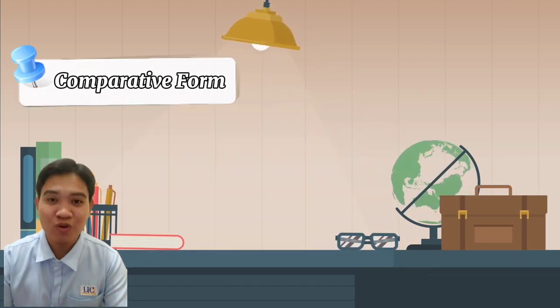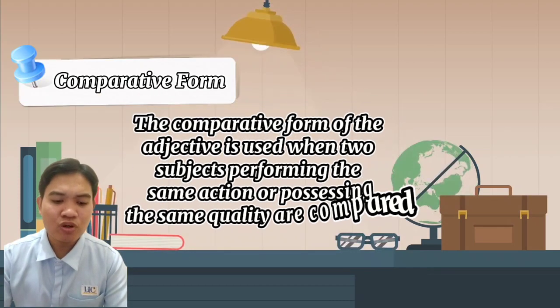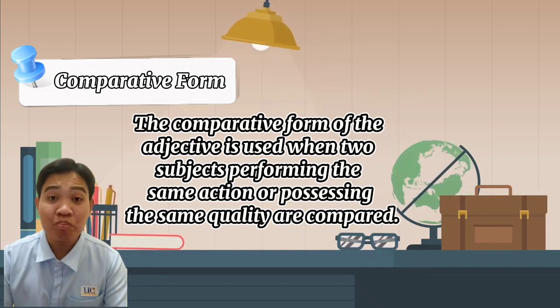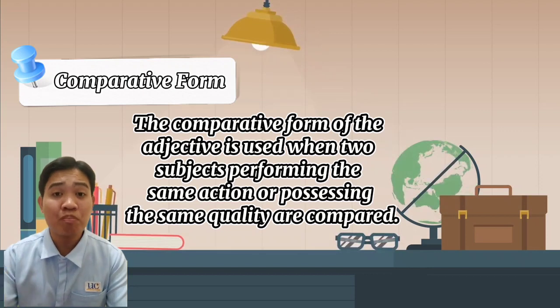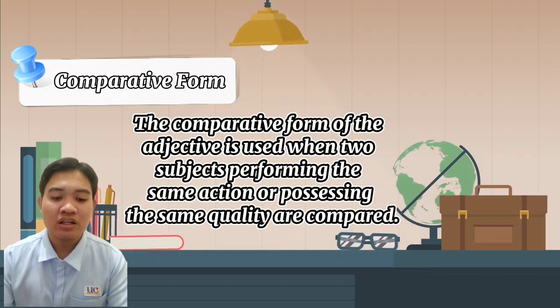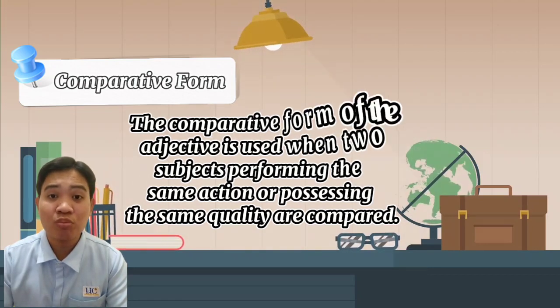The second form of adjective is the comparative form. The comparative form of the adjective is used when two subjects performing the same action or possessing the same quality are compared. So unlike in the positive or absolute form, where there's only one subject, here in the comparative form, as the word itself says, we are already comparing. So that's why the adjective here is changed, not in the positive or absolute form anymore.